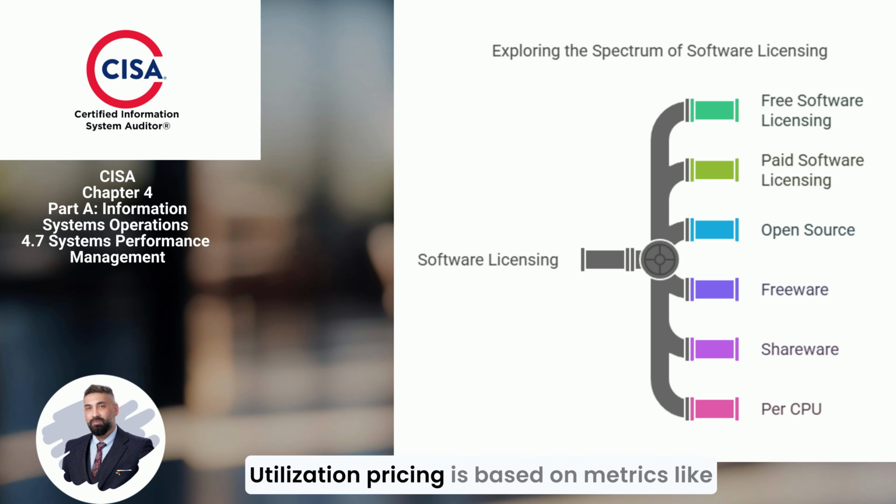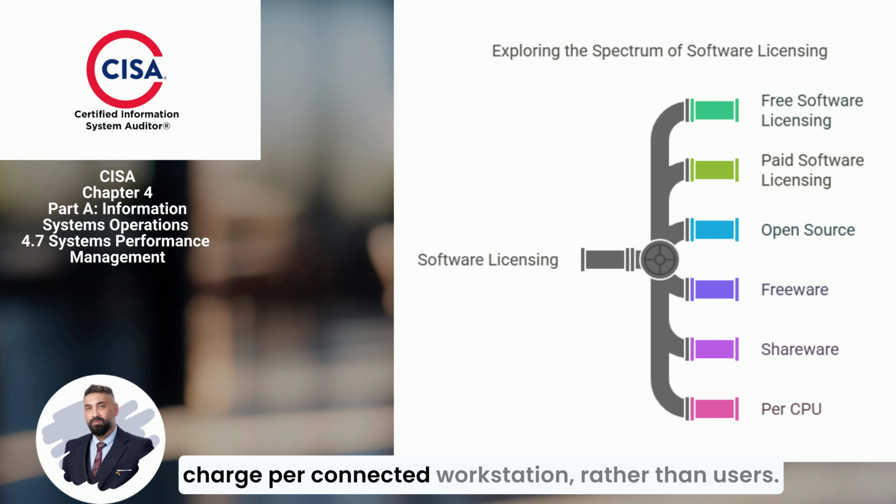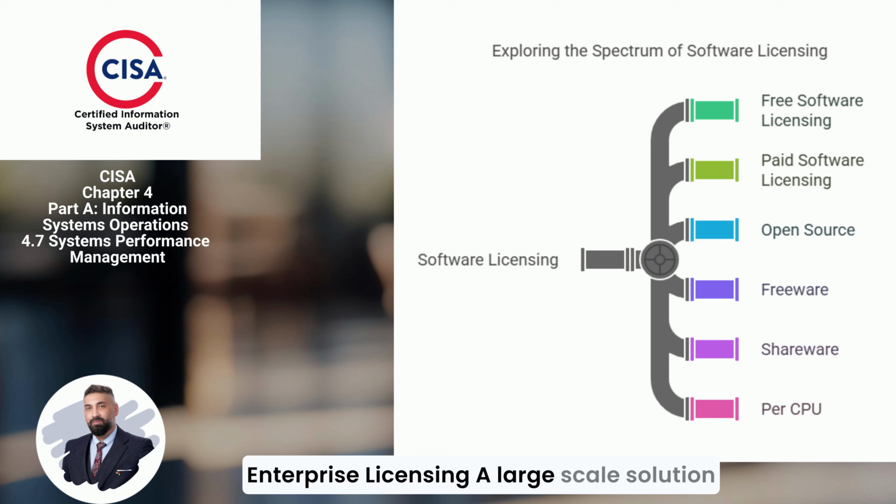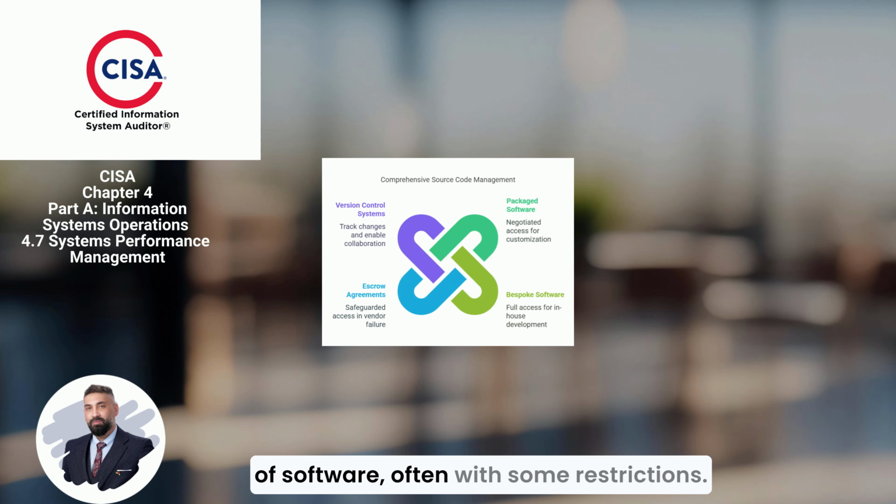Utilization, pricing is based on metrics like CPU usage or active users. Per workstation, charge per connected workstation rather than users. Enterprise licensing, a large-scale solution that allows an organization unlimited use of software, often with some restrictions. Stay on the right side of licensing.